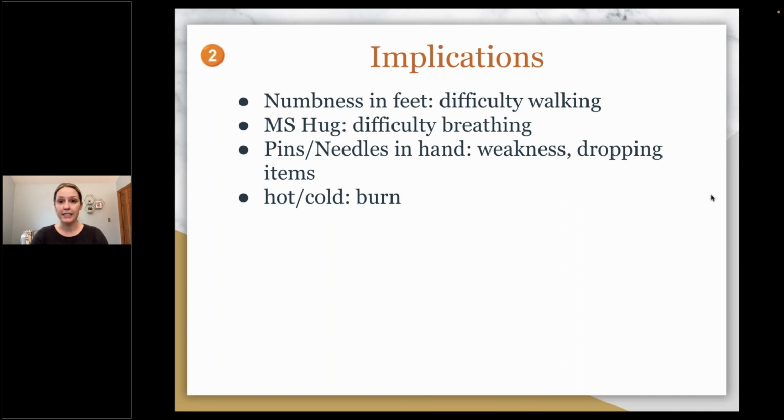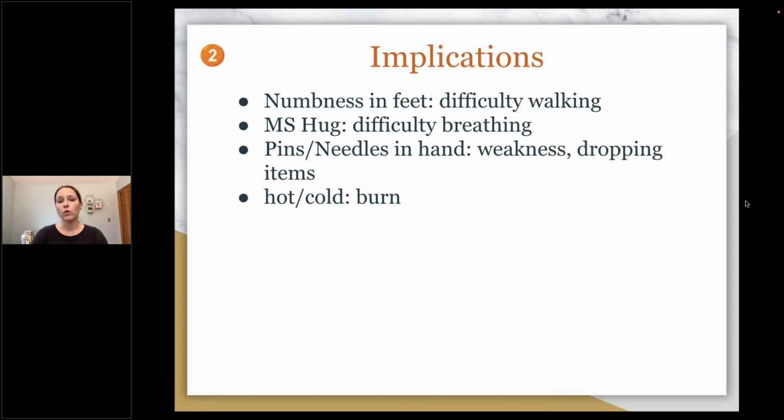Pins and needles in the hand. So oftentimes pins and needles or numbness or any type of pain in the hand can lead to weakness because you won't use that hand as much, because it makes the sensation or pain that you're feeling even worse. So then your hand gets weaker because you're not using it. So weakness is a big one. And then also dropping items, dropping yogurt cups, dropping actual cups or glasses or mugs, dropping a pen, dropping things is a big issue when you have pain in your hands.